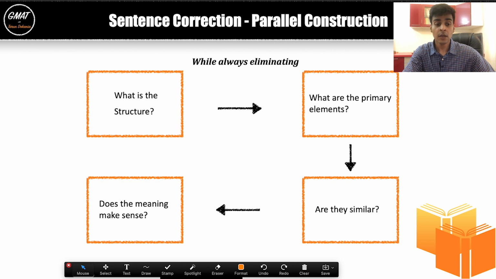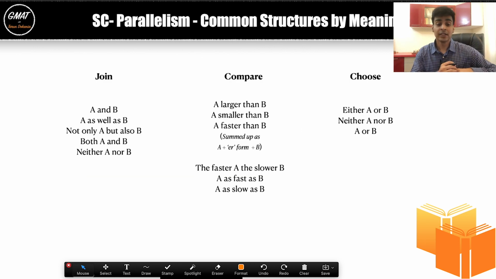Okay? Now, the structures. We need to be able to identify them so that we can apply to them, right? These are the most common ones. There are other structures as well, of course, but as you solve questions, you run into those exceptions. There aren't too many. So make sure that you know these absolutely by heart, right? This should be something that just stands out to you every time you look at a sentence correction question.